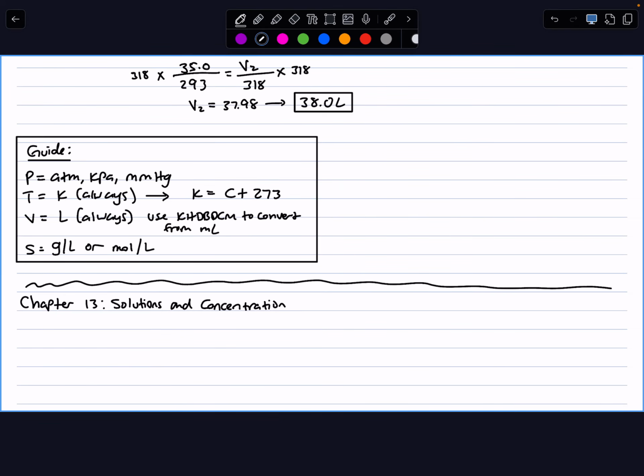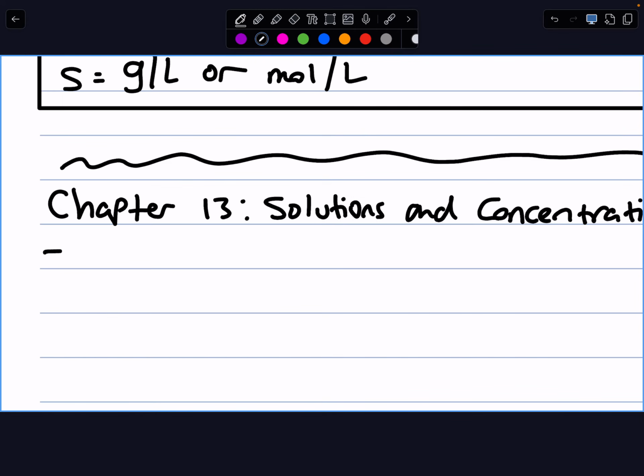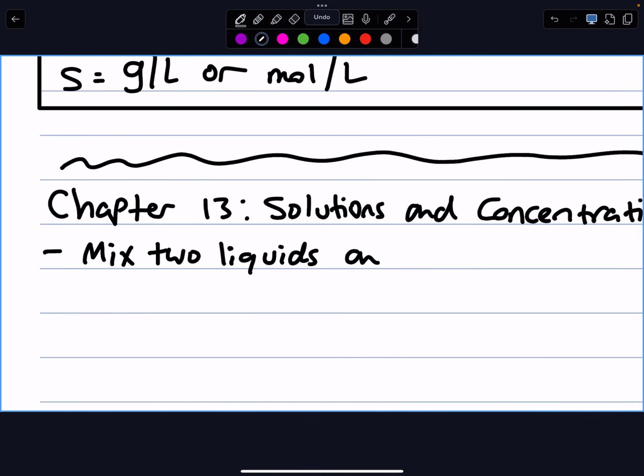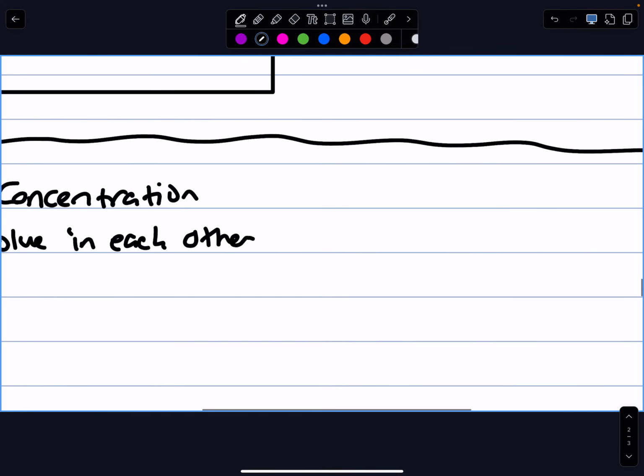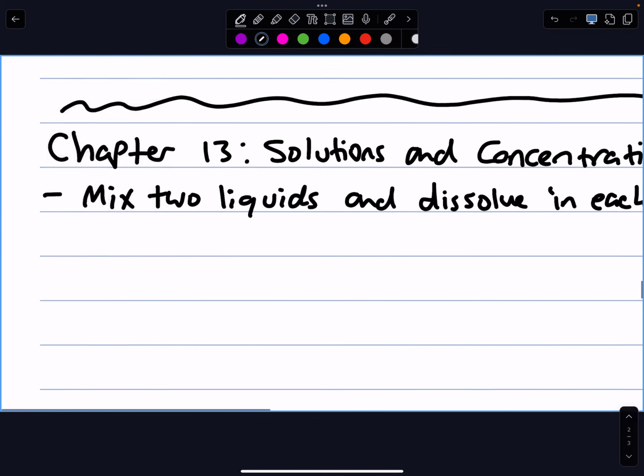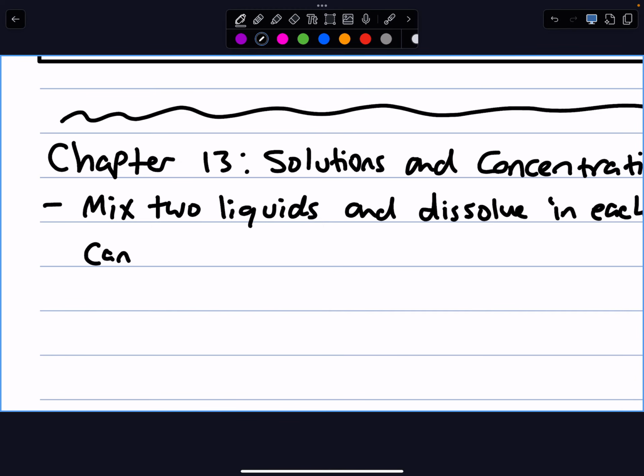If I can mix two homogeneous liquids and they dissolve in each other, what is that called? Miscible. When you can mix two liquids together and they dissolve, it's called miscible. That's a homogeneous mixture. If they cannot mix, what is it called? Immiscible. Why make a special word when you can say mixable?